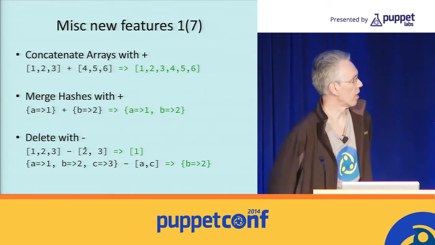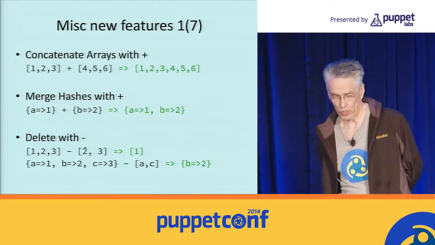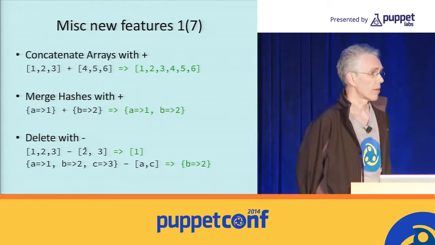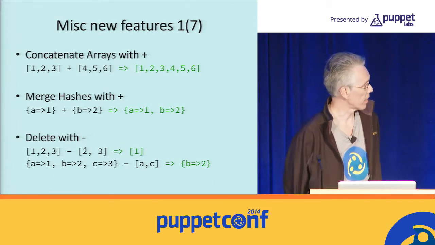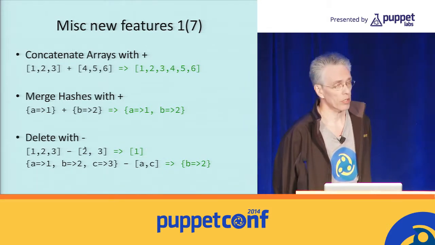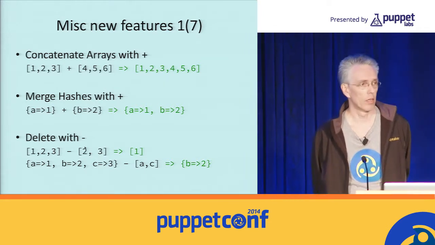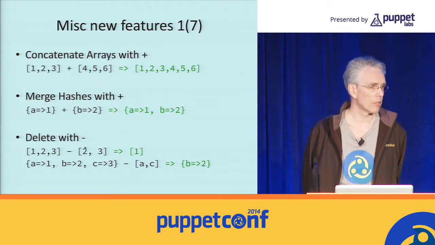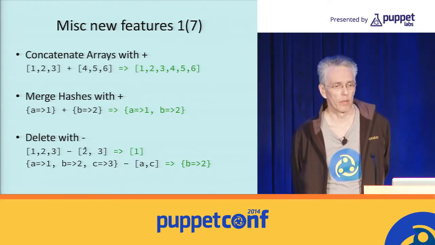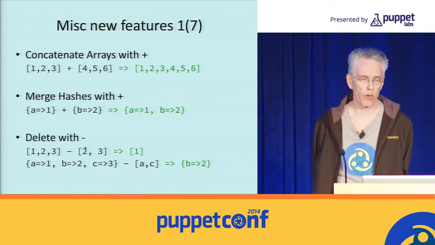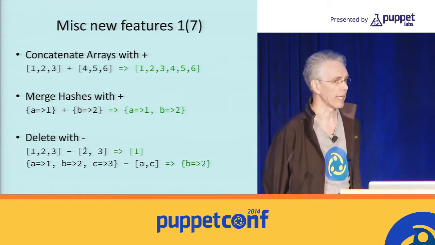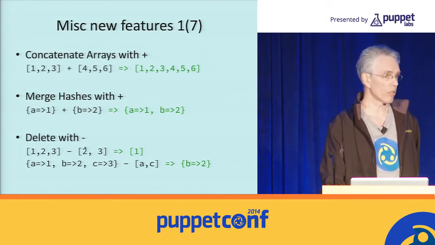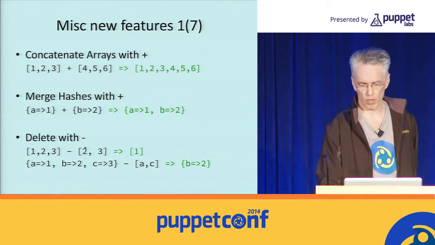So let's quickly parade over some of the new features in the language. Small features first. You can concatenate arrays directly with plus, so just add them up. If you apply plus to hashes, it will merge them. It's not a deep merge. The right-hand side will merge on top of the left-hand side. You can delete stuff with minus. It will remove elements from an array, and for a hash, it's based on the key. So you can easily manipulate things. It doesn't mutate, it creates new copies, so the old data is safe.